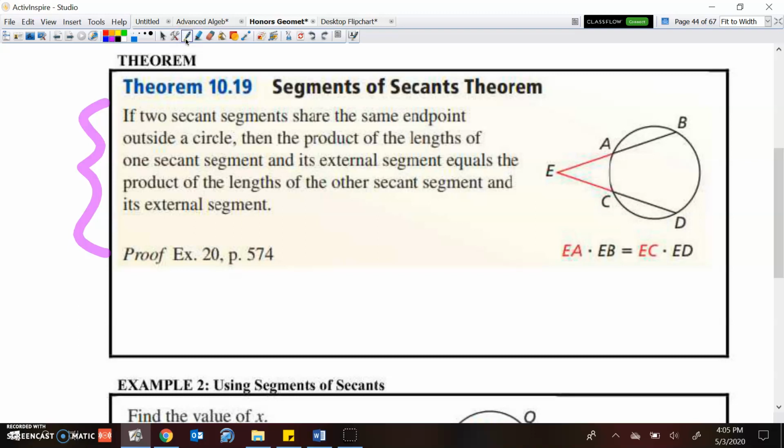Notice we have 2 secants here, secant segments right here and right here, and they both meet at a common endpoint. So the way we can find the value of these portions, these segments, is to take EA, this piece that's outside, times the entire length, okay? And then we're going to do that with the other one. We're going to do EC times the entire length ED, okay?